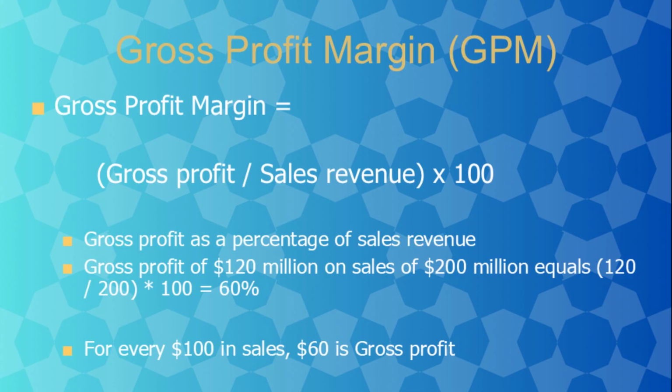Gross profit margin is calculated by dividing gross profit by sales revenue and multiplying by 100. For example, a gross profit of $120 million on $200 million in sales results in a 60% margin. This ratio helps us understand the profitability of sales.